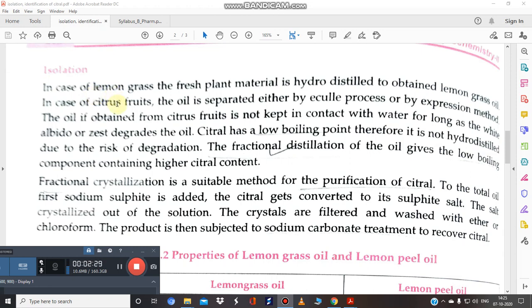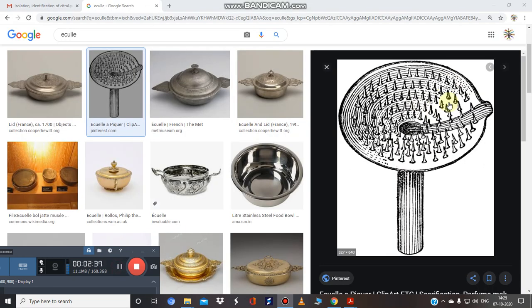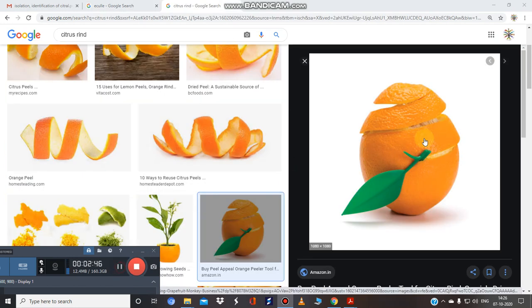And if we are using citrus fruit, which will be the most preferred method of extraction? Yes, the ecuelle or expression method. This type of apparatus is used in the ecuelle method. In the case of citrus, the oil is present in the citrus rind. Suppose this is the orange. Where is the volatile oil present in the orange? Yes, in this part, the chilka, known as the rind. So in this part oil is present.